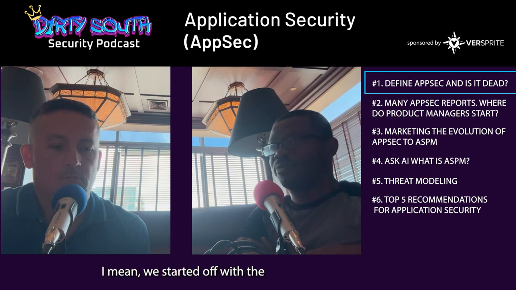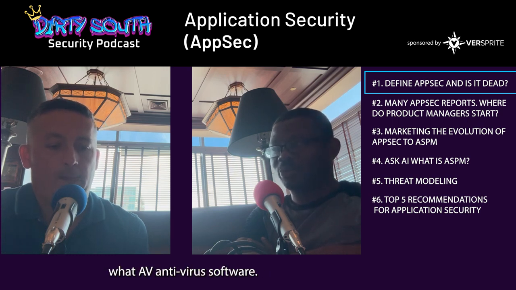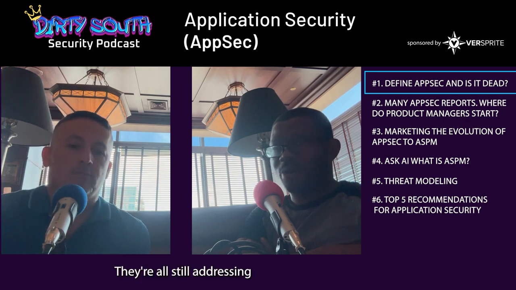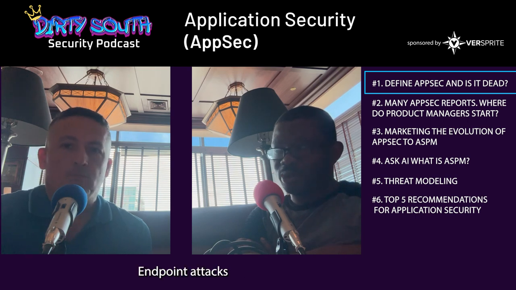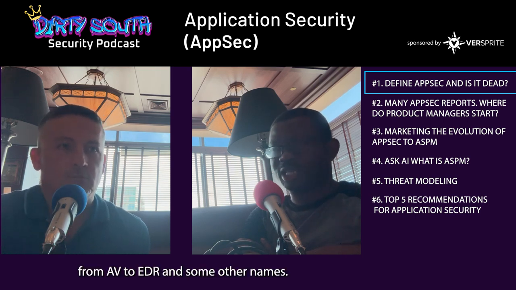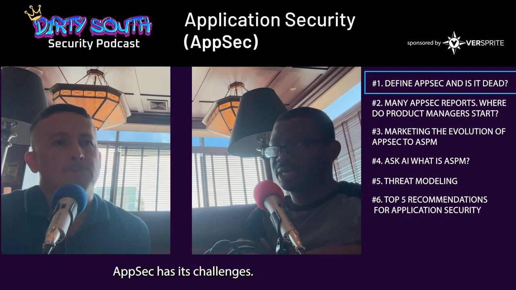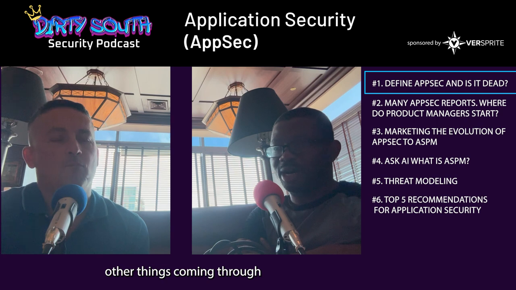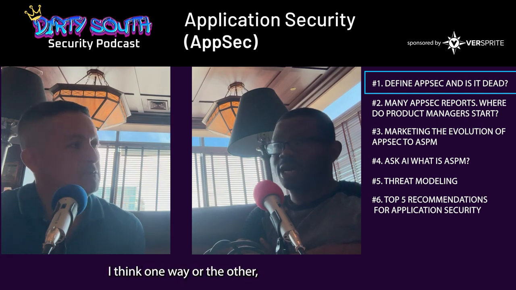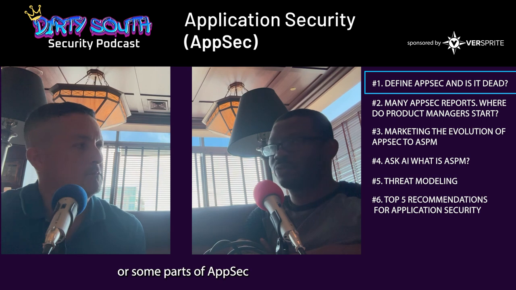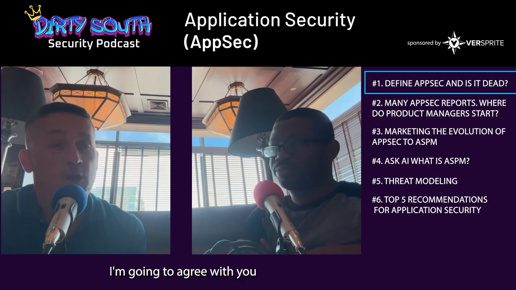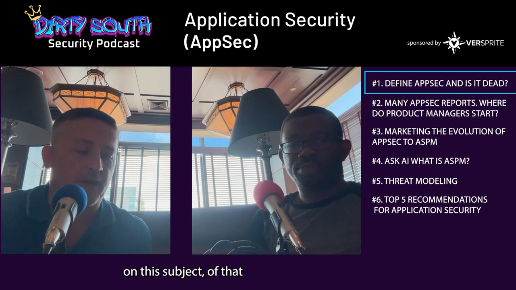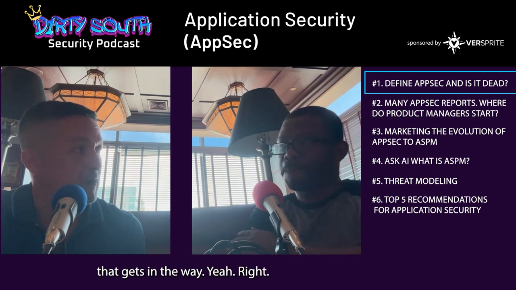Sure, I mean, we started off with what? AV, antivirus software. Now we have EDR solutions, and I think there are some new names popping up with different ways of detecting attacks on endpoint devices. They are all still addressing the same issues, endpoint attacks, from AV to EDR and some other names. So I think AppSec has its challenges, and even though we may have other things coming through, which we'll be discussing, one way or the other they have some remnant or parts of AppSec built into them. You know what? I'm going to agree with you on the subject that there is a lot of marketing that gets in the way. Yeah. Right?